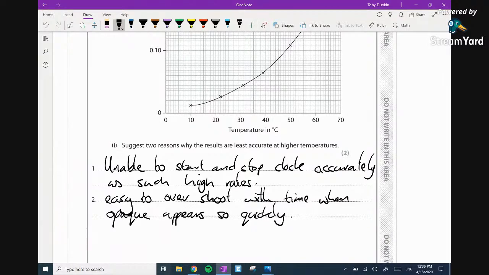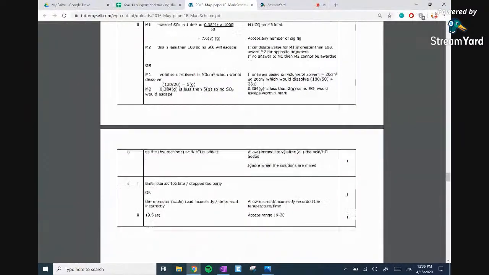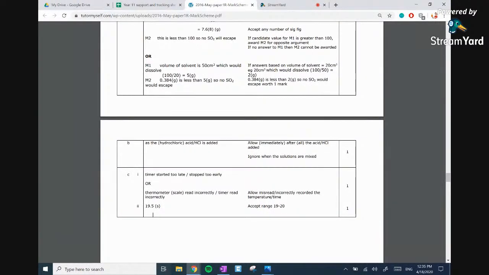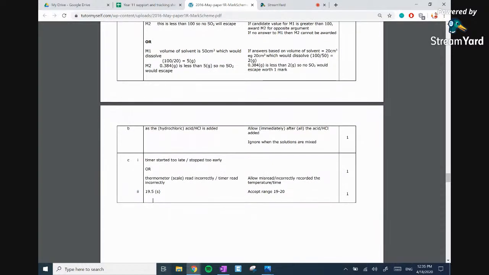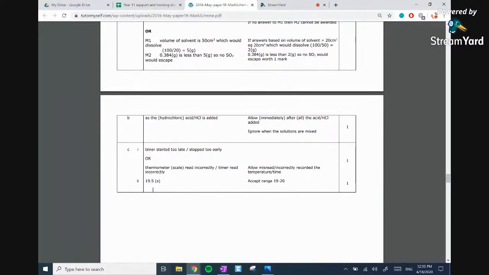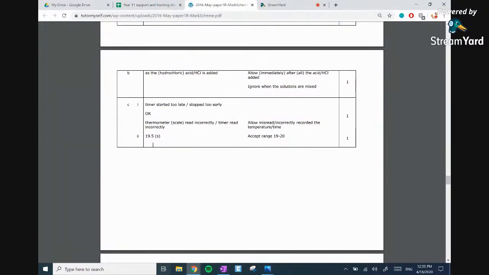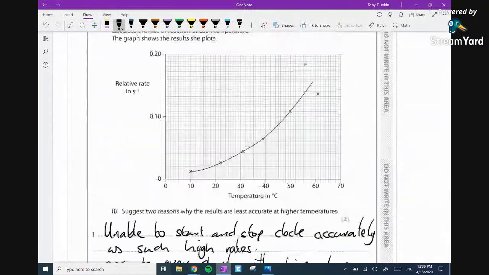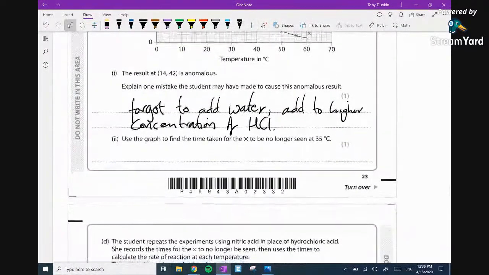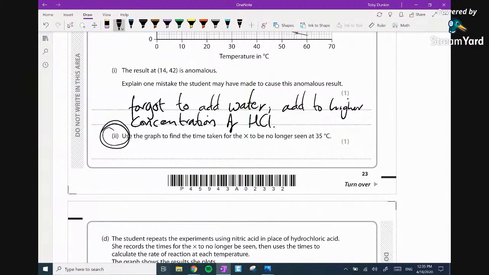Oh, I feel like I've repeated myself. I might have just been beaten, folks. Timer stopped too early. Oh, have I lost that one as well? Timer stopped too early. Thermometer scale, timer incorrect. Allow incorrect recording of temperature and time. Wow. Timer stopped too late. That's stupid. I disagree. 19.5? What did I have? Oh, have I missed a question? See, it's so easily done.